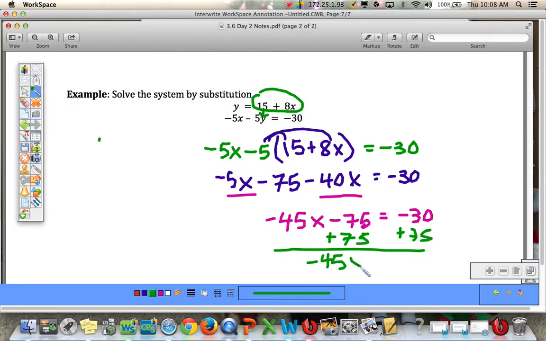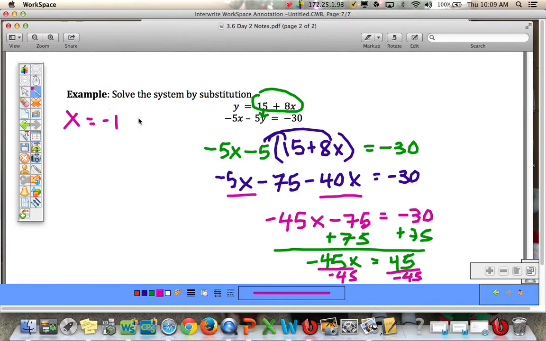Negative 45x equals, I better double check, 75 minus 30, that's 45. Divide each side by negative 45. So x equals negative 1. But we're not done. We're trying to find the point of intersection. Where do these two meet? And we only have the x value.